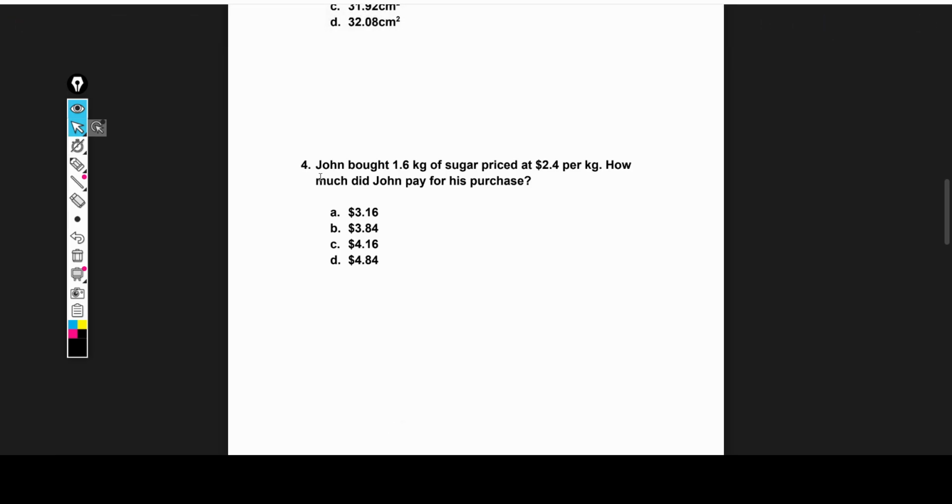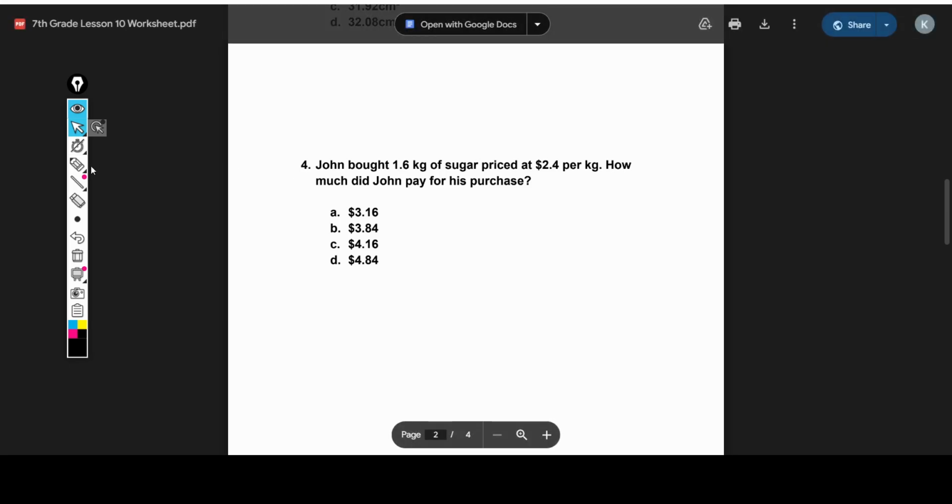Next, we have John buying 1.6 kilograms of sugar at a price of $2.4 per kilogram. So once again, we'll multiply these two numbers. And when you multiply these numbers out, you'll find you have 384, but then you need to add the decimal point in, so 3.84. So it's B.